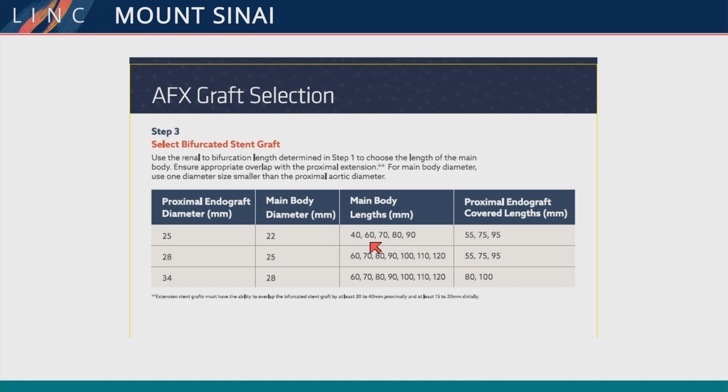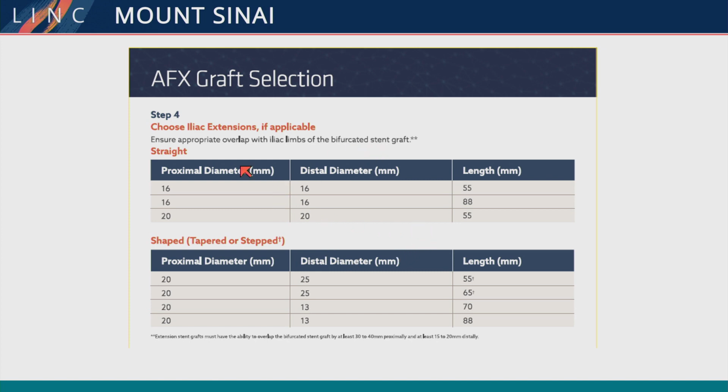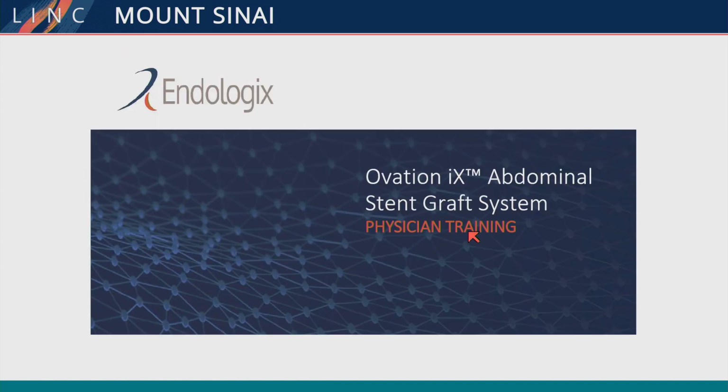This is also useful if you have a short distance from the renal down to the aortic bifurcation. You could basically customize this a little bit more in terms of dealing with a short distance from the renal down to the aortic bifurcation. Also, when dealing with very tight aortic bifurcations, this can be helpful. And then, of course, choosing any iliac extensions.